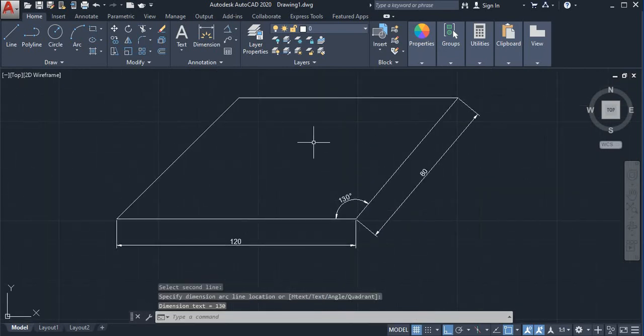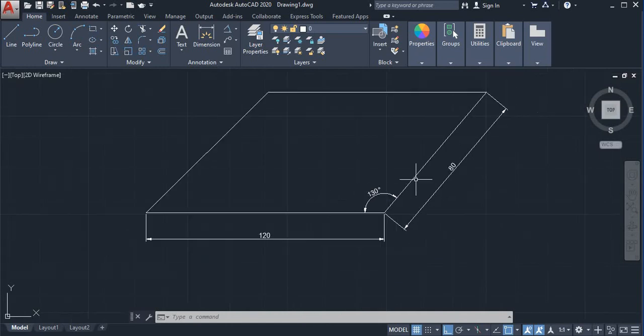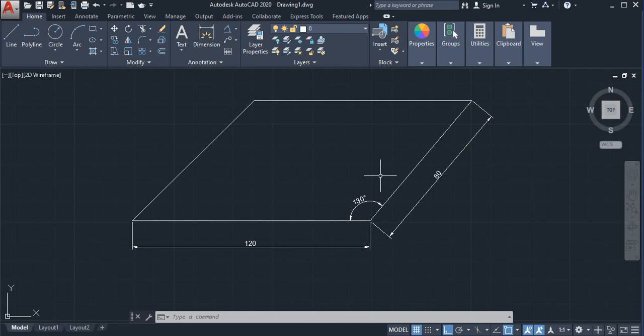So these are the basic dimensions of AutoCAD. This is the linear, this is aligned, and this is the angle between two lines.